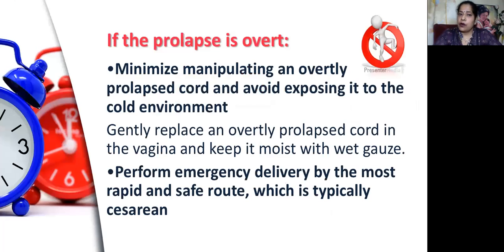Now, if the prolapse is overt, minimize manipulating an overtly prolapsed cord and avoid exposing it to the cold environment. Gently replace an overtly prolapsed cord in the vagina and keep it moist with a wet gauze. Too much handling should never be done. In such cases, perform emergency delivery by the most rapid and safe route, which is typically cesarean.